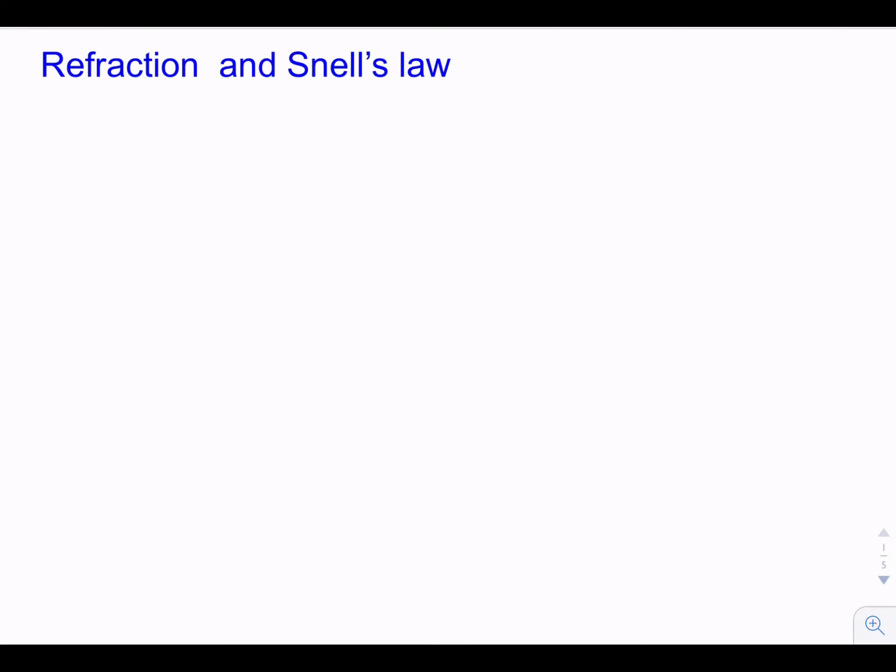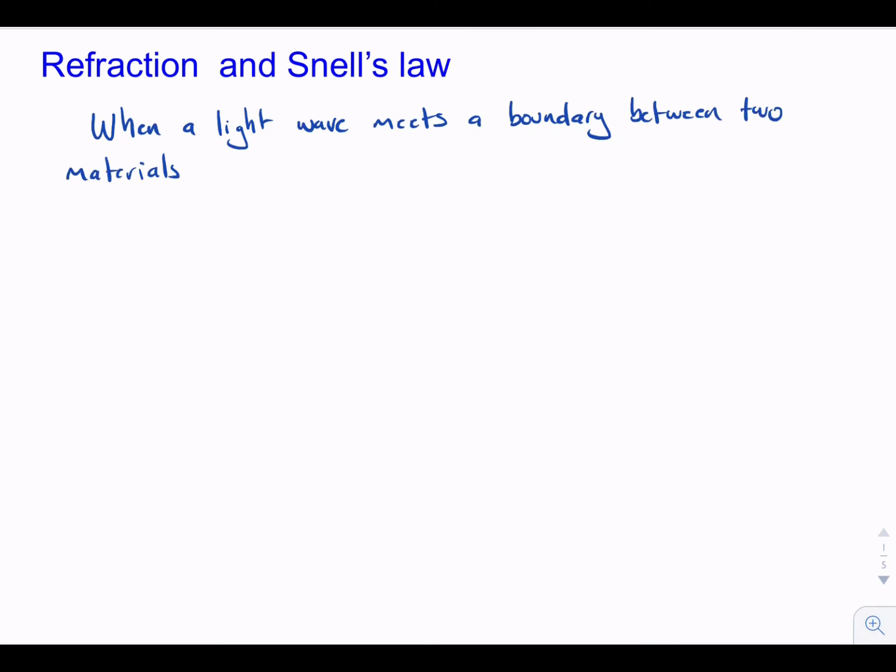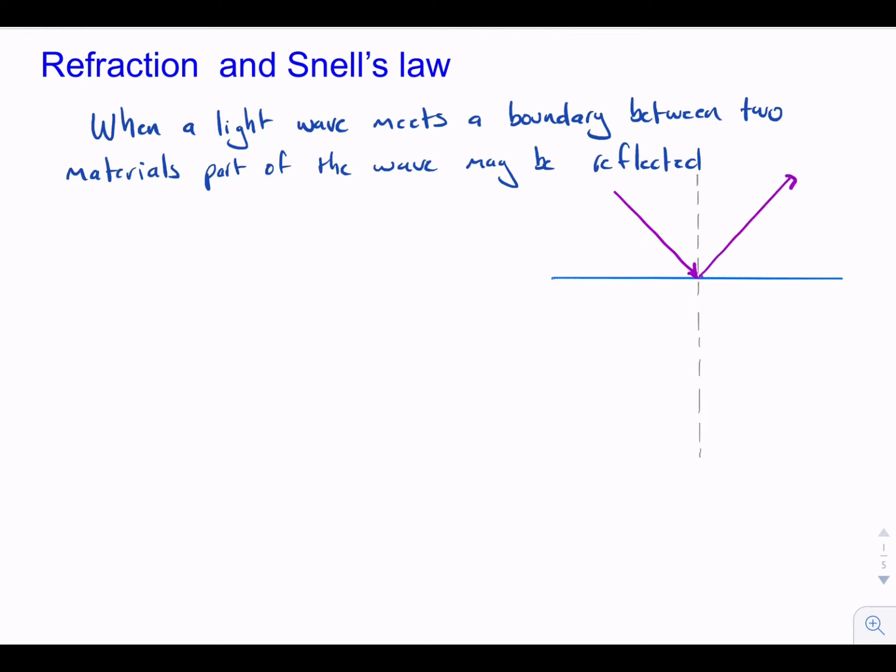Now let's think about what happens to that transmitted light. So when a light wave meets a boundary between two materials, part of the wave might be reflected, as we've seen, where we have the angle of incidence equals the angle of reflection. But part of the wave may also be transmitted. What happens to this transmitted part of the light?